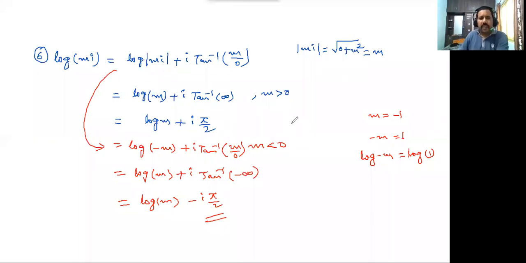Right. I'm going to the next page. Seventh one: logarithm of (a minus ib) divided by (a plus ib). Logarithm of a complex number.